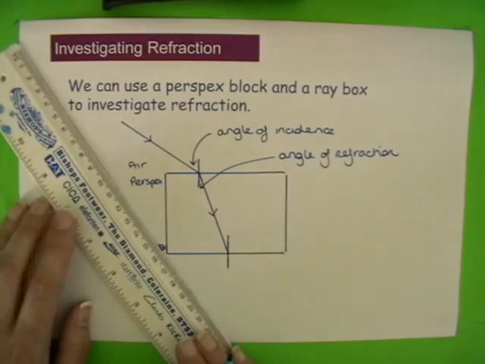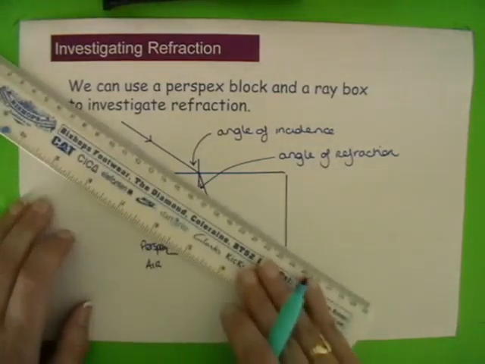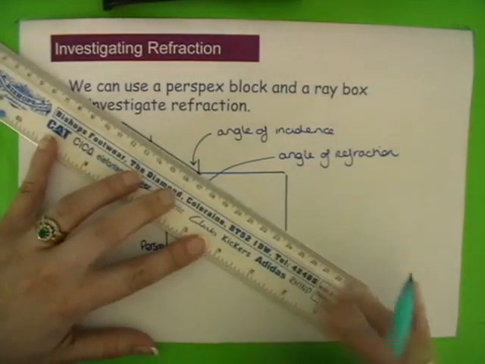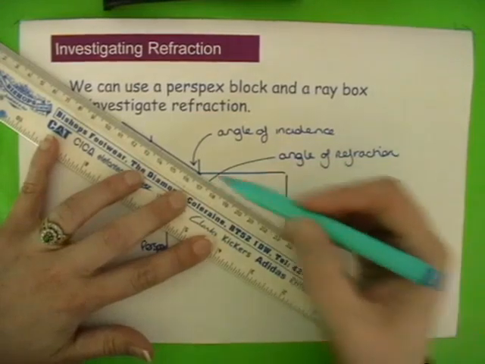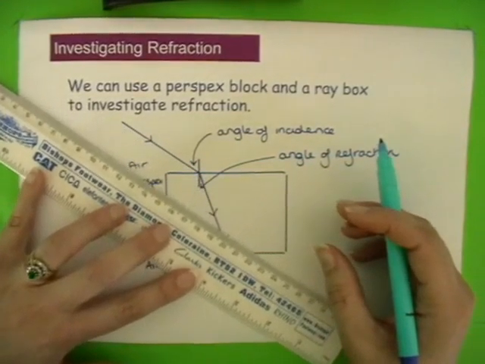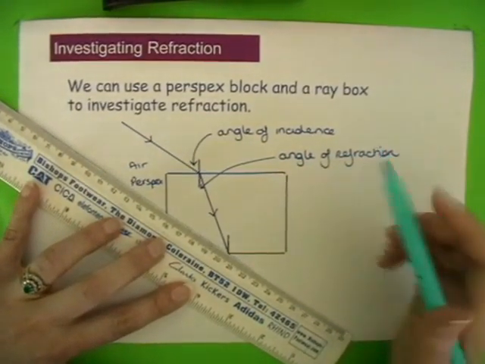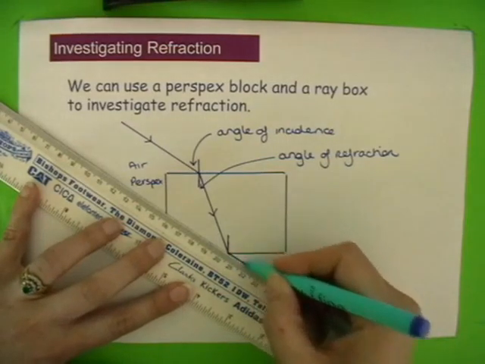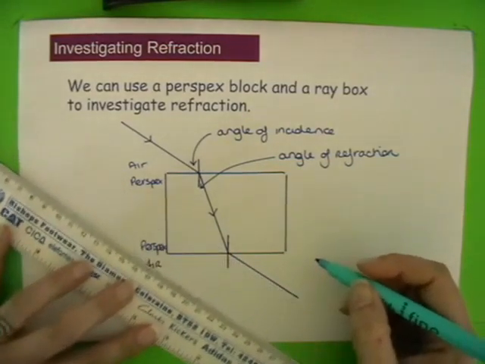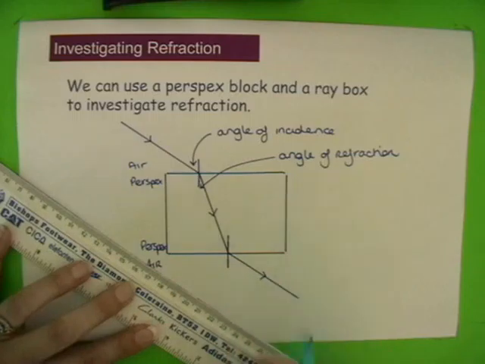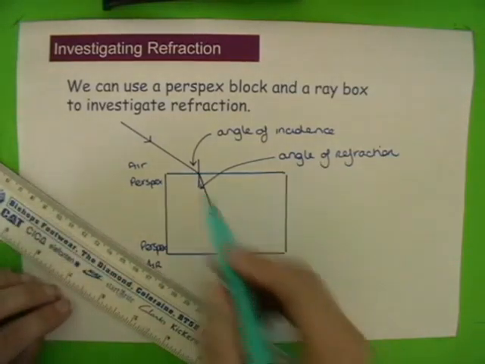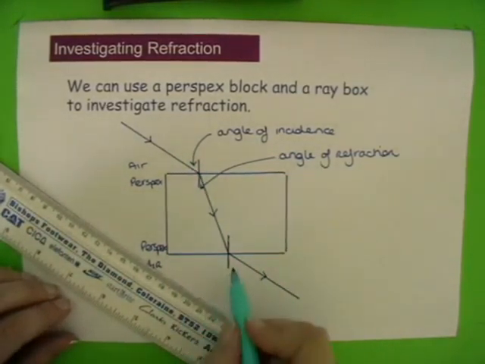And it doesn't just bend away from the normal at a random degree. The ray emerging from the block should be parallel to the incident ray. So set your ruler on the incident ray and then slide it down without adjusting the angle. And this is the emergent ray. So these two rays should be at the same angle.